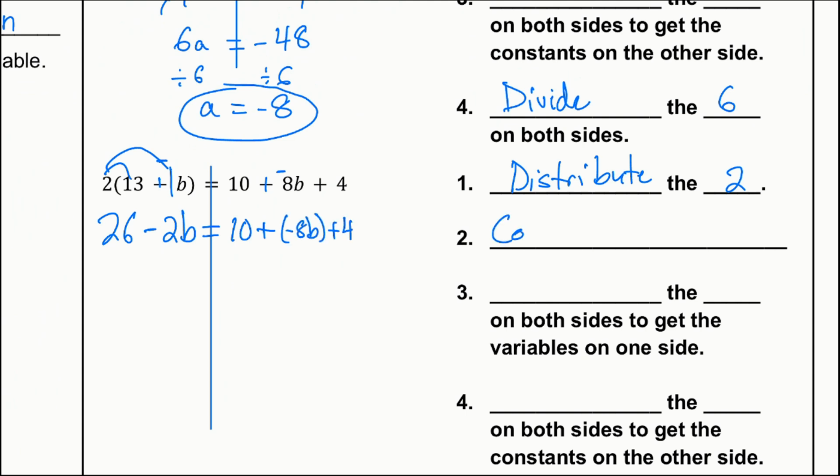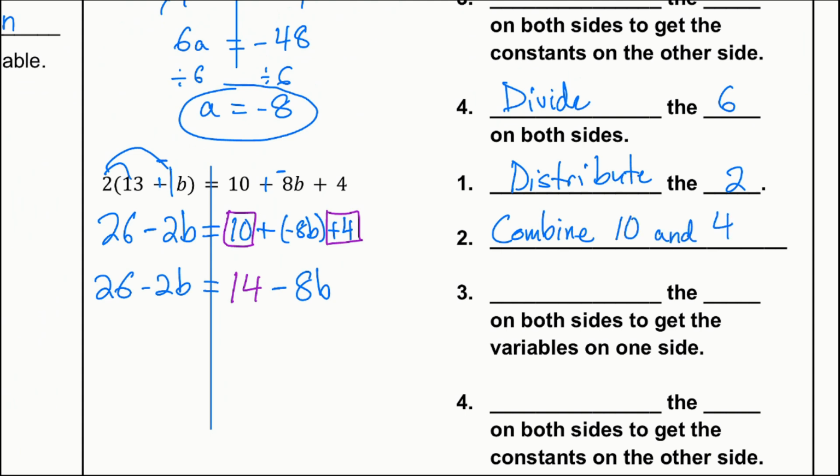Second step is going to be the combine like terms. In this case, the like terms are on the right side. So we're going to combine the 10 with the +4, which gets me 14. Then I'm going to, you do plus -8, or you could do a -8b. It's the same thing, okay? So I combined my 10 and 4.